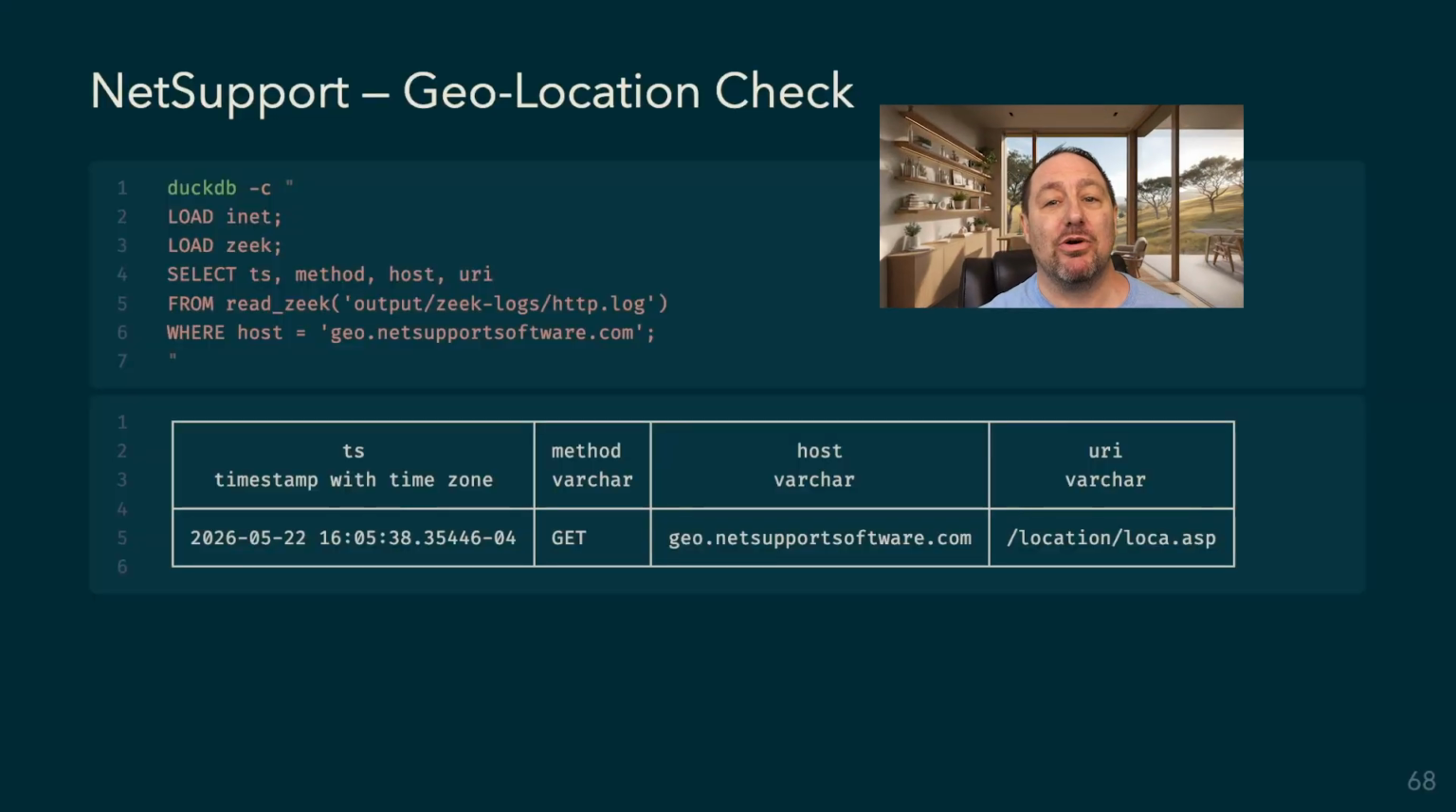So let's see what it does on the network. Do you remember geo.netsupportsoftware.com? That was the geolocating service that we talked about earlier. Well, you can see there's actually an HTTP connection, and you can see the URL right there that says /location/loca.asp. So what is happening here? The RAT checks where it is in the world before it even finishes connecting to the C2. And this happens at 4:05 p.m., the same second that it starts beaconing to the C2 server. So the RAT checks in where it lives before calling home. It's kind of like a kidnapper checking their area code before making that ransom call.